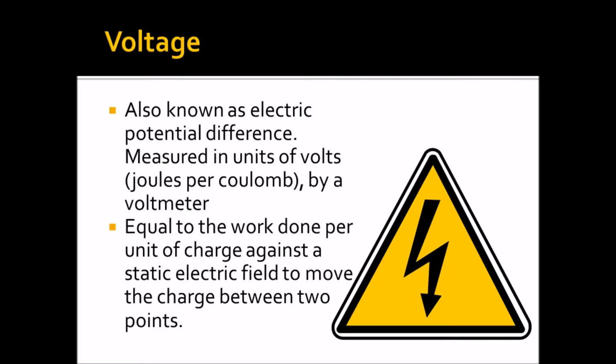Voltage, also known as electric potential difference, is measured in units of volts, or joules per coulomb, by a voltmeter. It is equal to the work done per unit of charge against a static electric field to move the charge between 2 points.